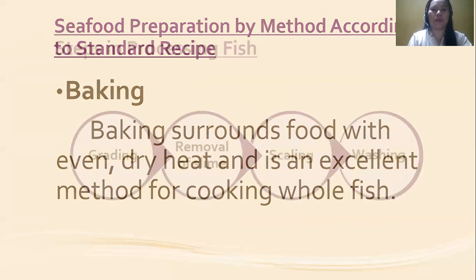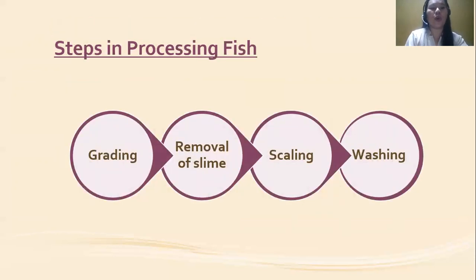Now let's go on to the steps in processing fish. The first step is grading. So what is grading? Grading means sorting. It can be by size or by quality, followed by removal of slime. This can be done with the help of salt, so the slime can be easily removed. Next is scaling and washing.